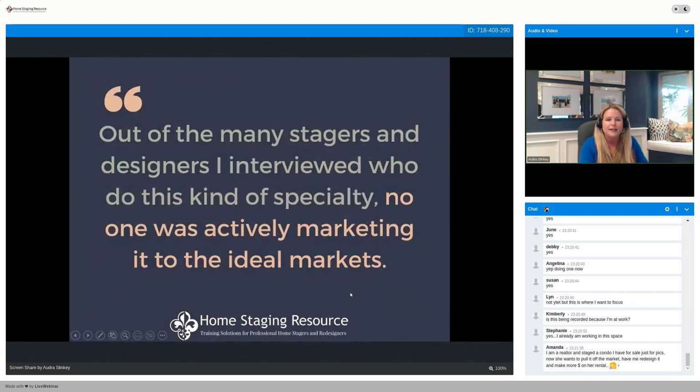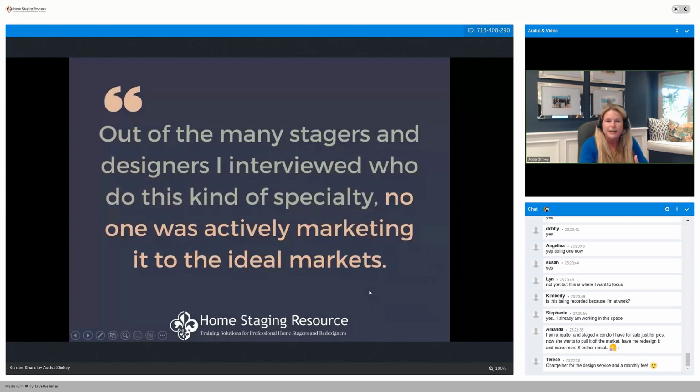So out of the many stagers and designers who I interviewed, who do this kind of specialty, what I found interesting, and this is really interesting for you, is there's just not a lot of competition of stagers and designers who do this kind of work. No one was really actively marketing to those ideal target markets. They were just taking the business that came their way. Does that sound familiar to you?